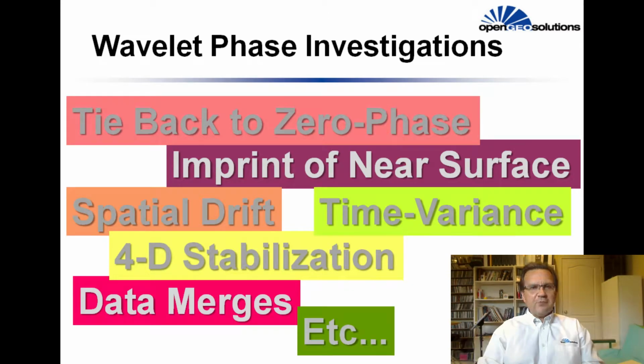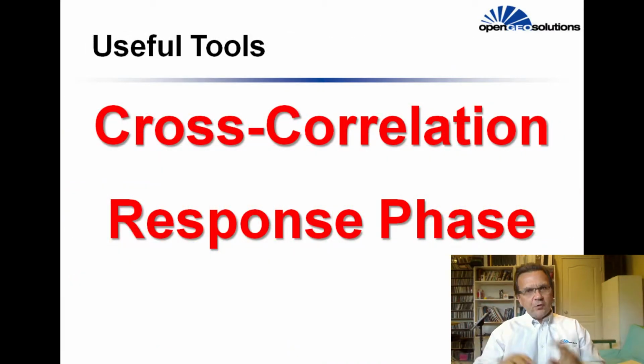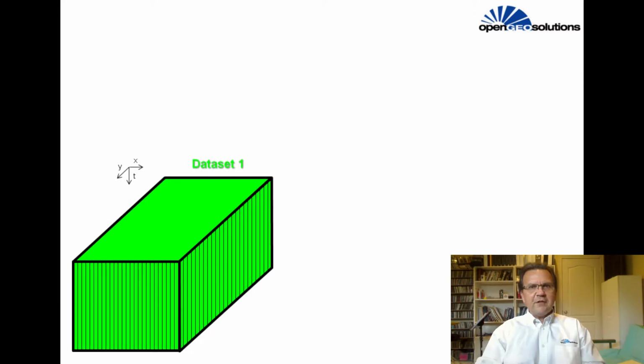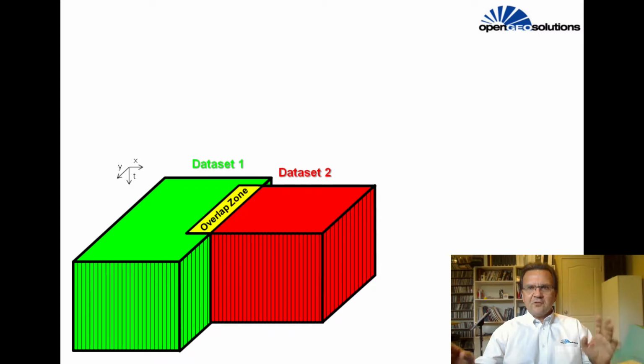When it comes to wavelet phase investigations, there are various aspects to consider. But within all that, cross-correlation and response phase remain two particularly useful tools for examining wavelet phase differences. Say you are dealing with two datasets, a reference dataset and another dataset with some overlaps between the two.